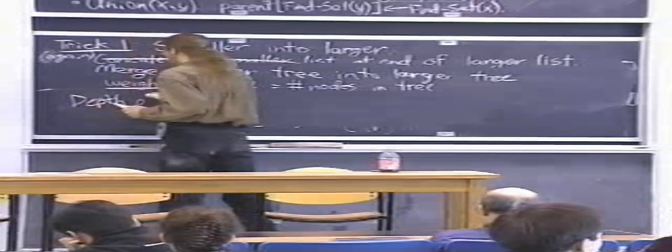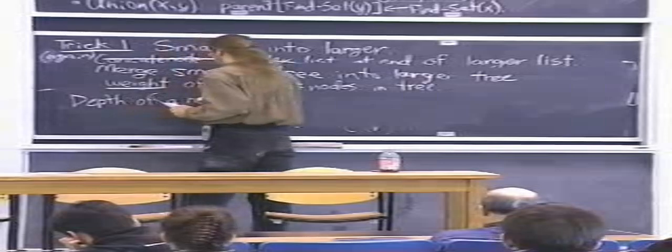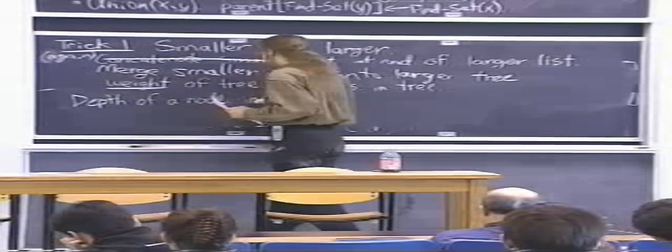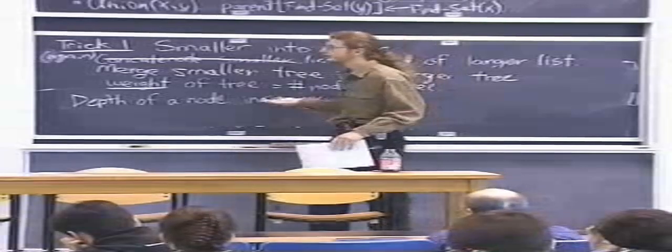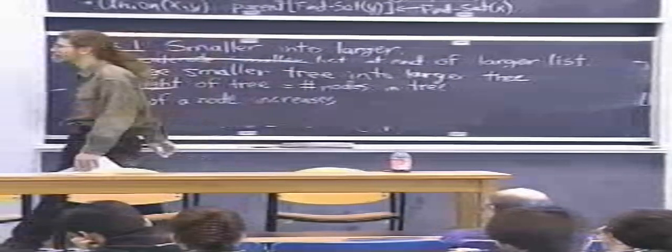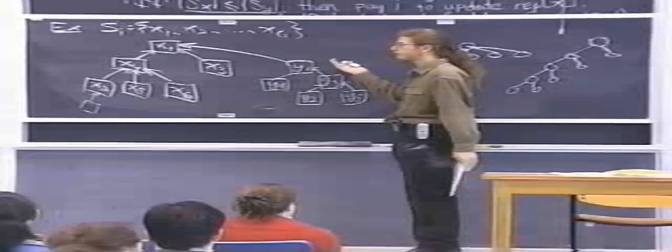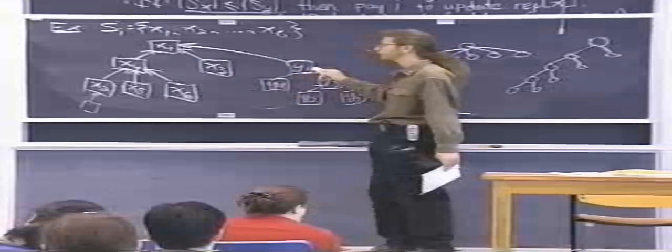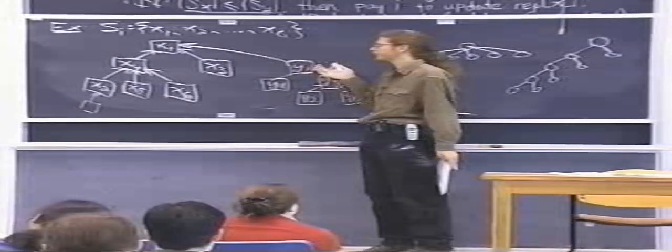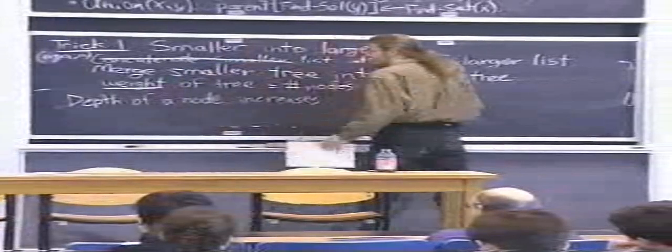Okay, you want to look at the depth of a node. When does the depth of a node increase? Well, if you focus on node x and you focus on the set Sx containing it, the depth of a node will increase only if it's in the smaller set. That means that the other set was bigger than this one, and so the size of my set doubled again. So that means that the depth of that node can't increase very many times.